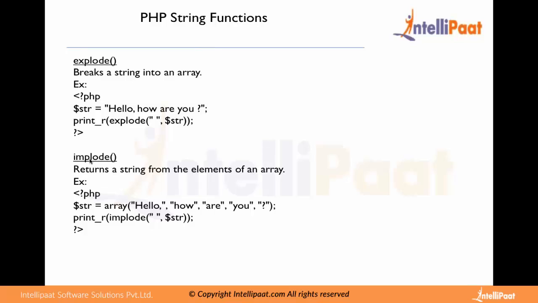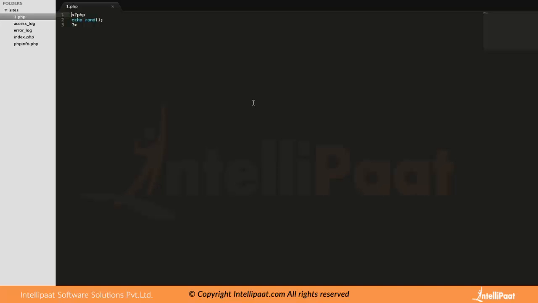And the second function is implode function. It will return a string from the elements of an array. So it is exactly the opposite of explode function. In explode function, it will create an array from a string, and in implode function, it will create a string from an array. So this is the difference between explode and implode function. Let's see this example.